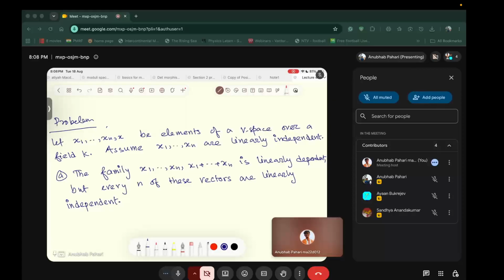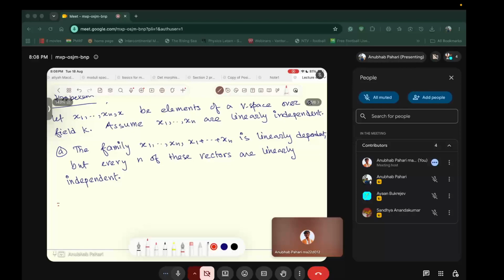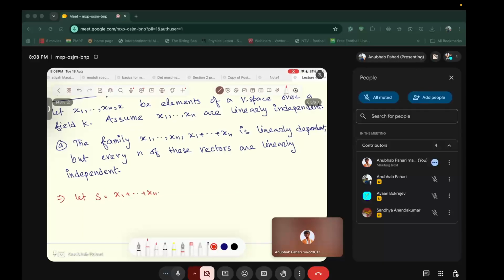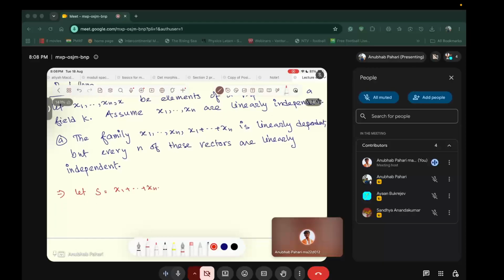Okay, so you can start solving this. Let S be x1 plus up to xn. First, let us show that this set is linearly dependent. So let a1 x1 plus up to an xn plus a of s equals 0.